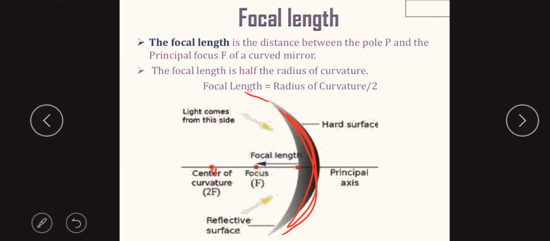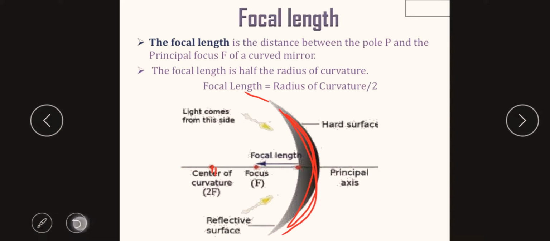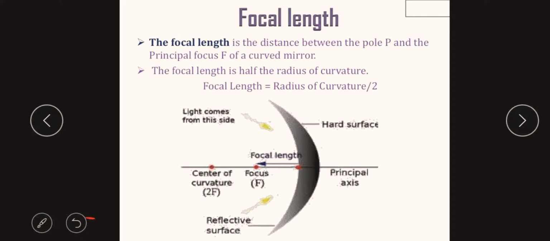After reflection the rays meet at this point, which is called the principal focus, and this line is the principal axis. This is the harder surface and this surface is the reflecting surface.